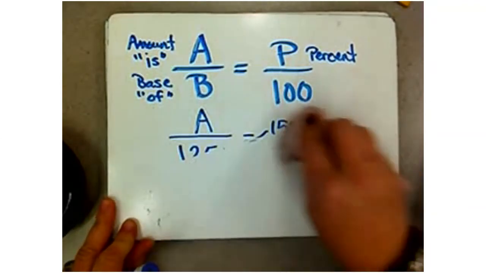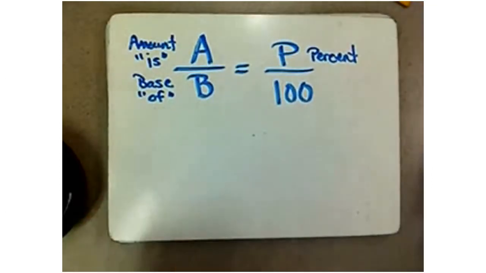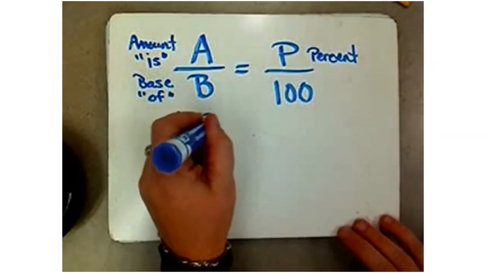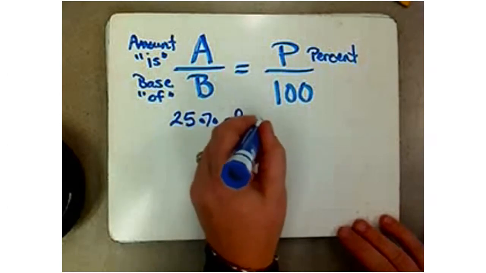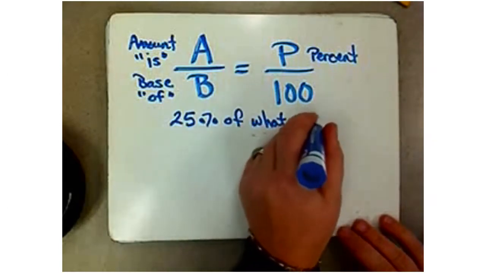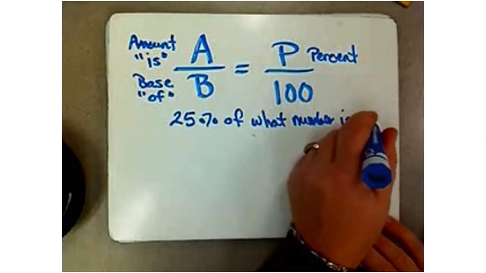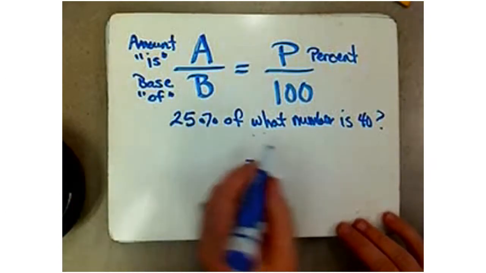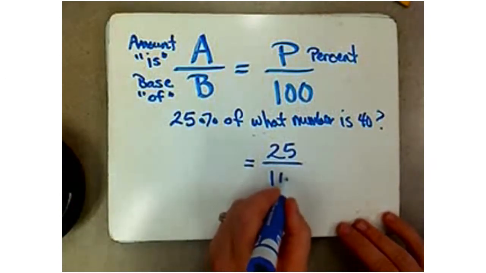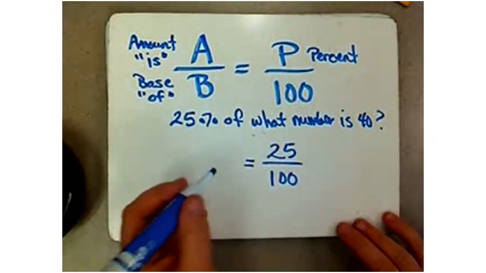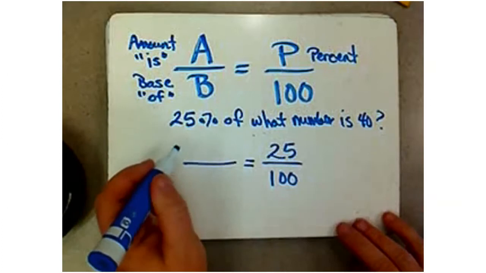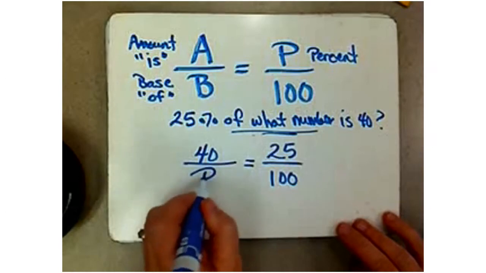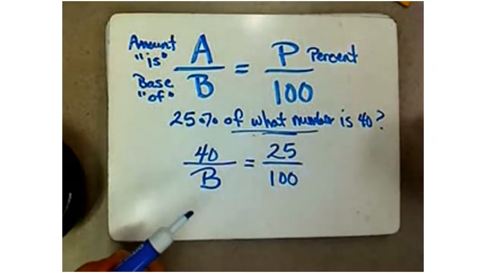Let's try another one. Let's look at number 4 on page 518. Number 4 says, 25%, I'll write it down on my whiteboard too, 25% of what number is 40? So we know our P is 25, so we're going to put 25 over 100, and our A over B equals P over 100. And "is 40," so we know our A, our amount, and the "of what number," that's what we don't know, the B. So we're going to have 40 over B when we fill in our proportion.